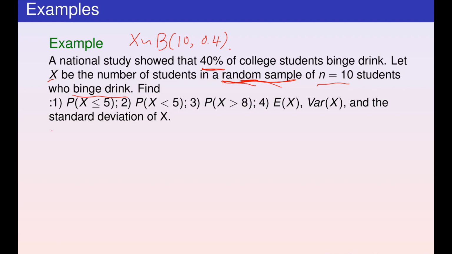Let's try to find these probabilities, expectations and standard deviations. One: what is the probability for X less than or equal to 5? Using the calculator, this is binomCDF, be careful, with 10, 0.4 and 5. Rounded to 3 decimal places, we got 0.834. Anybody else got this answer?